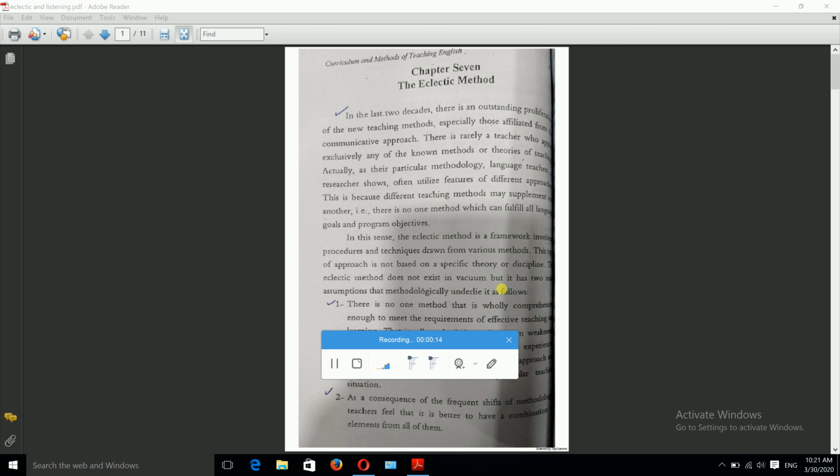وصلنا إلى chapter 7 The Eclectic Method الطريقة الانتقائية. In the last 2 decades, there's an outstanding proliferation of the new teaching methods, especially those affiliated from the communicative approach. There's rarely a teacher who applies exclusively any of the known methods or theories of teaching.